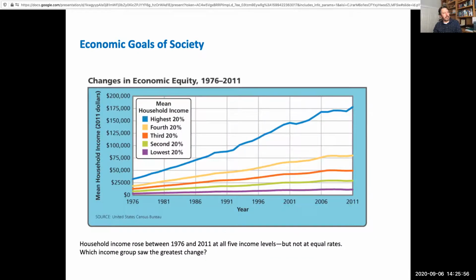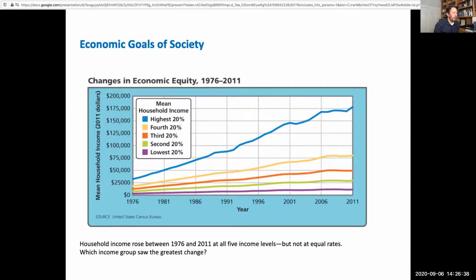So earlier I talked about the rich getting richer, and at a higher rate than everybody else. Here's another way to look at that, and this is the idea of equity. The top 20% of households has gone up considerably since 1976. They're probably at 35,000 in 76, and now that same household is above 175,000.